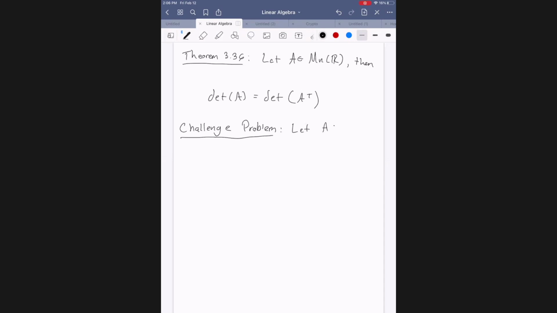Let A be a skew-symmetric matrix. Prove that if n is odd, meaning the dimension of the matrix is odd, like a 3 by 3, 5 by 5, anything odd-numbered, then the determinant of A must be 0.